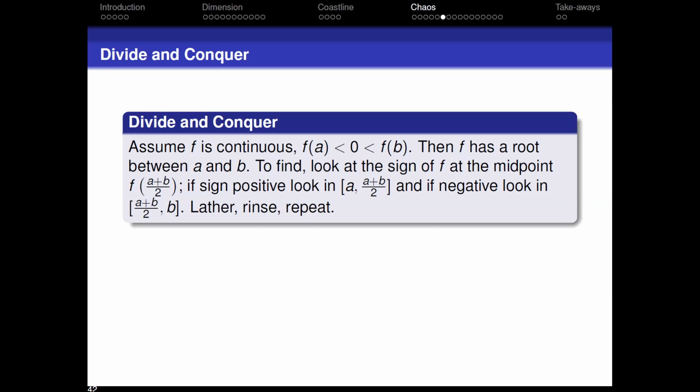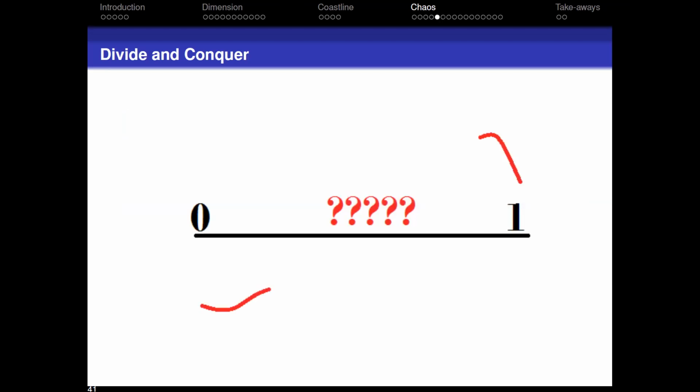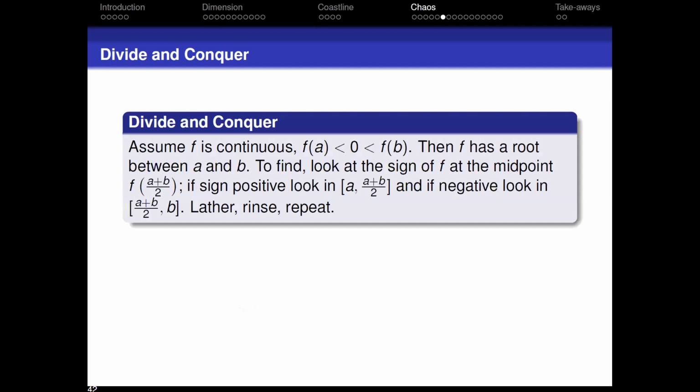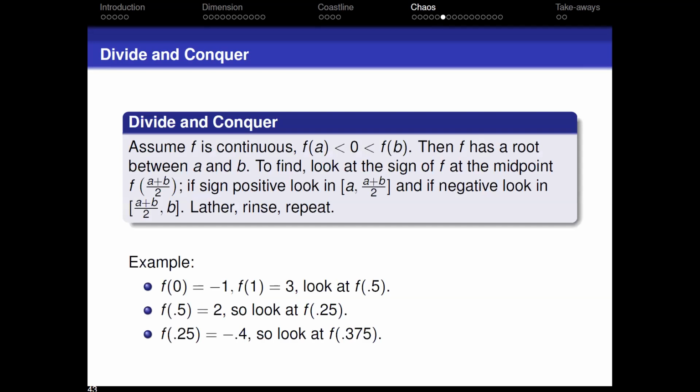Is it possible that you could have a root in both intervals? Could we have a root between 0 and 1/2 and a root between 1/2 and 1? Absolutely. This just guarantees there's at least one root. If I know that f of 0.5 is 2, I would now look at f of 1/4, and so on and so on.